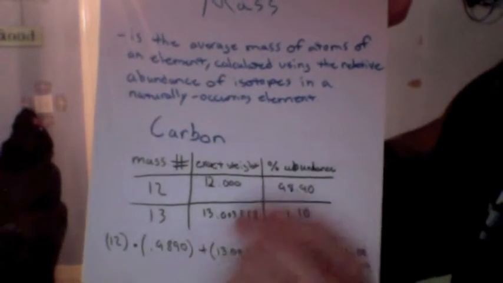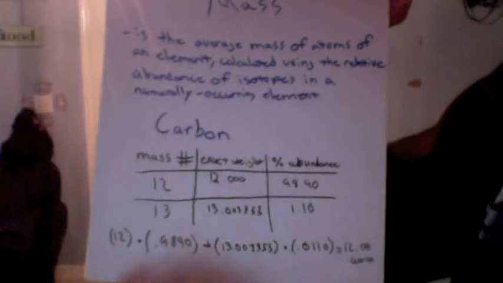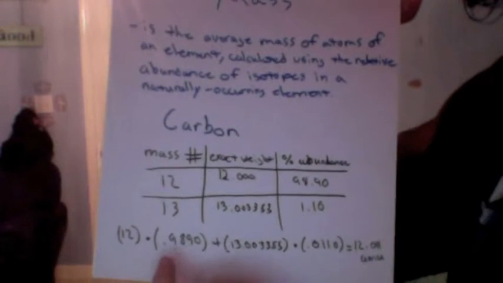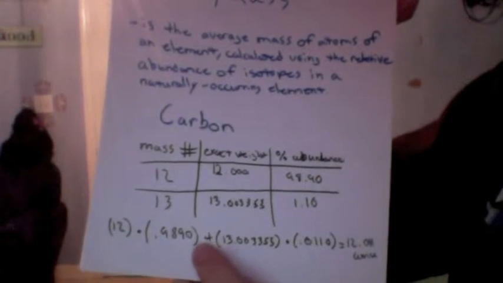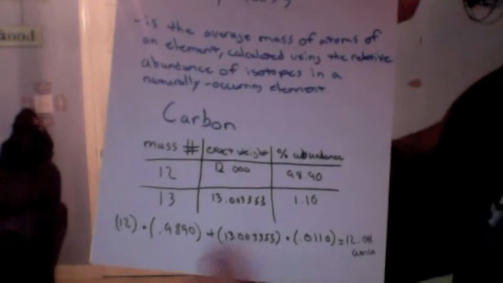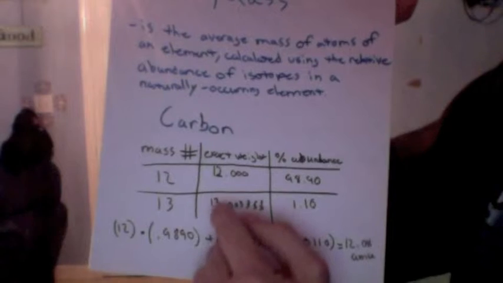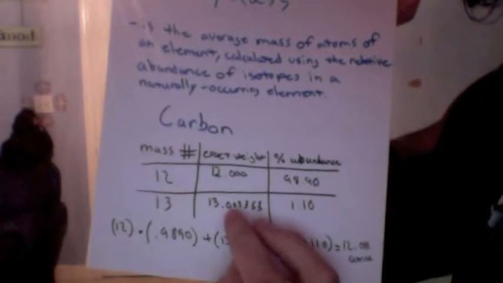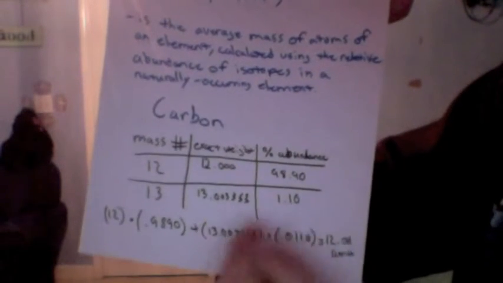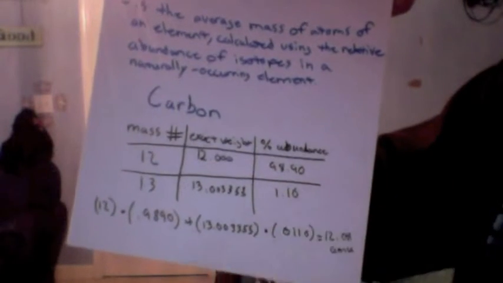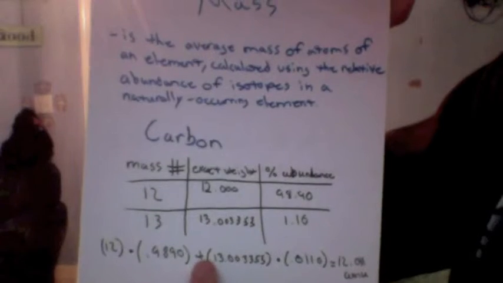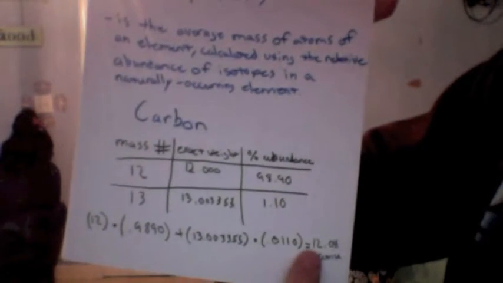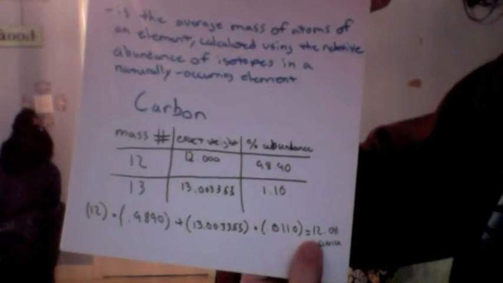You take the exact weight times its abundance. So 12 times 0.989. Then you do the same for the other one. You take the mass, which is 13.003355, times its percent abundance, and then you take those two totals and add them together, which gives you 12.011 AMU.